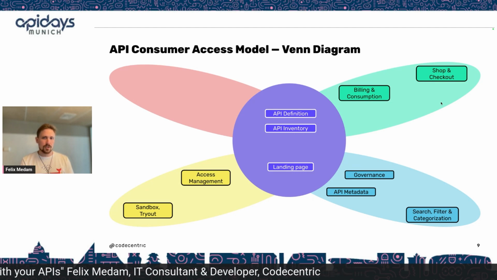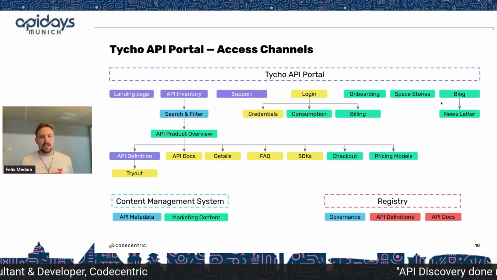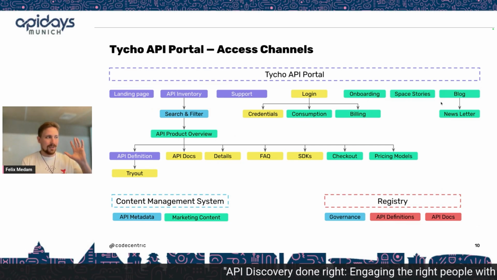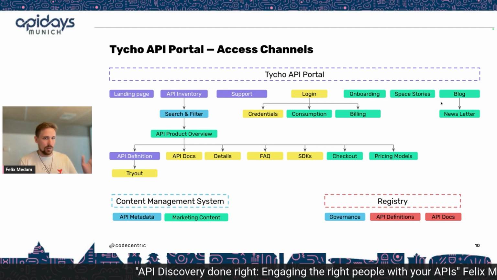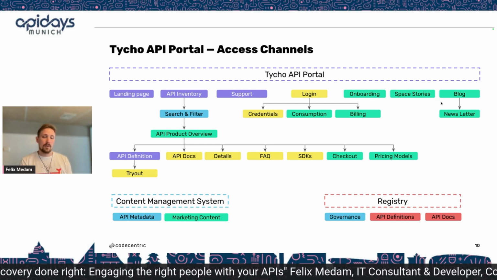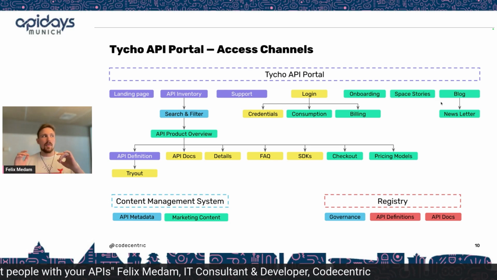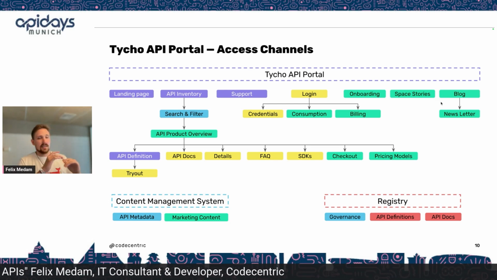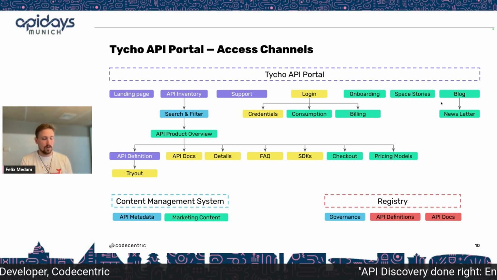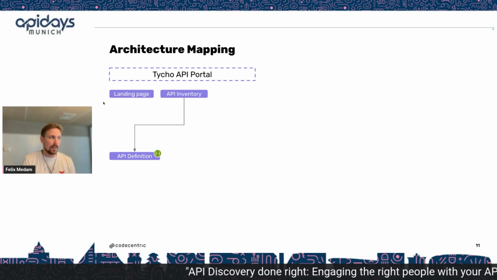With that knowledge, let's look at our feature set of the portal again. And as I said before, we are not making it through all of the features in this short time, but we can have a look at some of them and see how they are affecting our architecture of the portal. So let's start with the landing page.